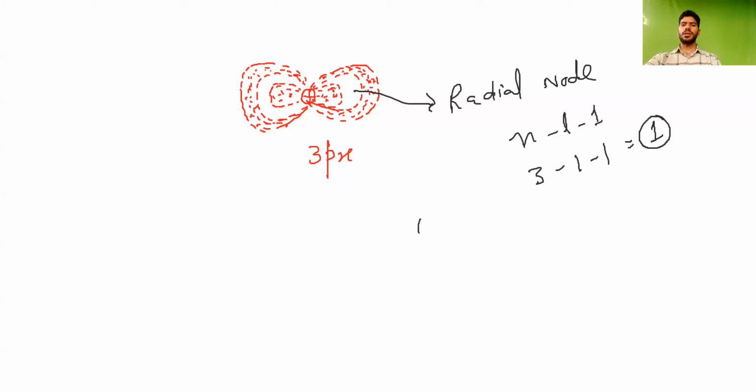And now can you tell me the nodal planes here? How many nodal planes will be there? The number of nodal planes is given by the formula l. The l value is 1 for any p orbital. So therefore, it has one nodal plane. Got it?